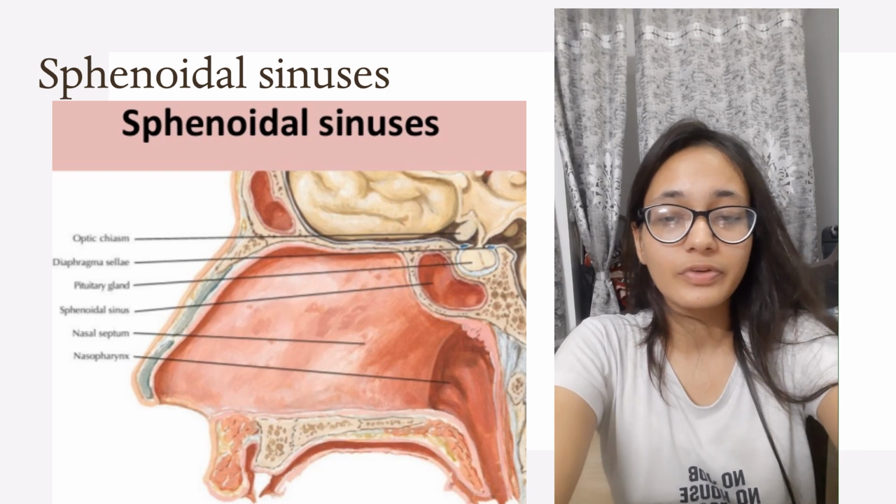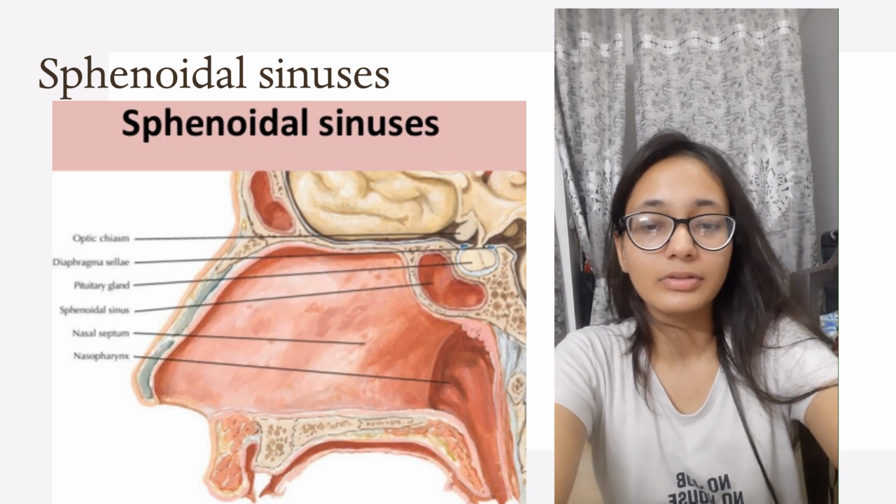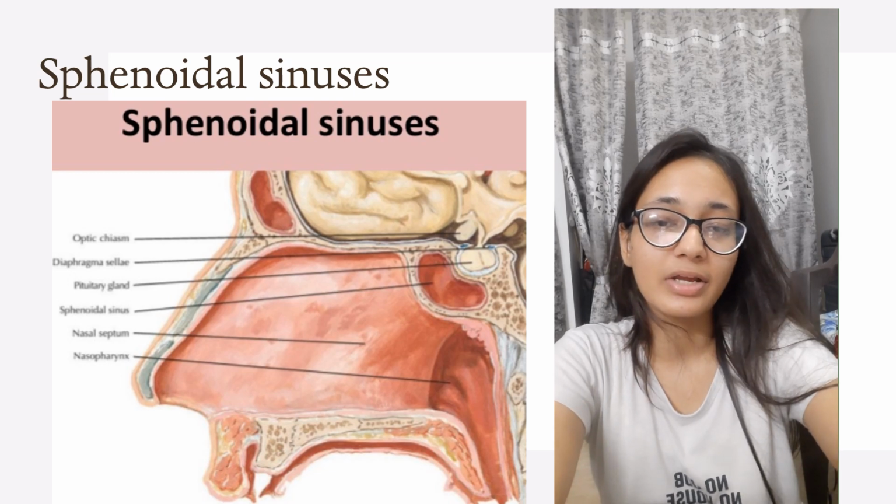The last one is the sphenoid sinus. It is present since birth and it is the least common sinusitis we can see.